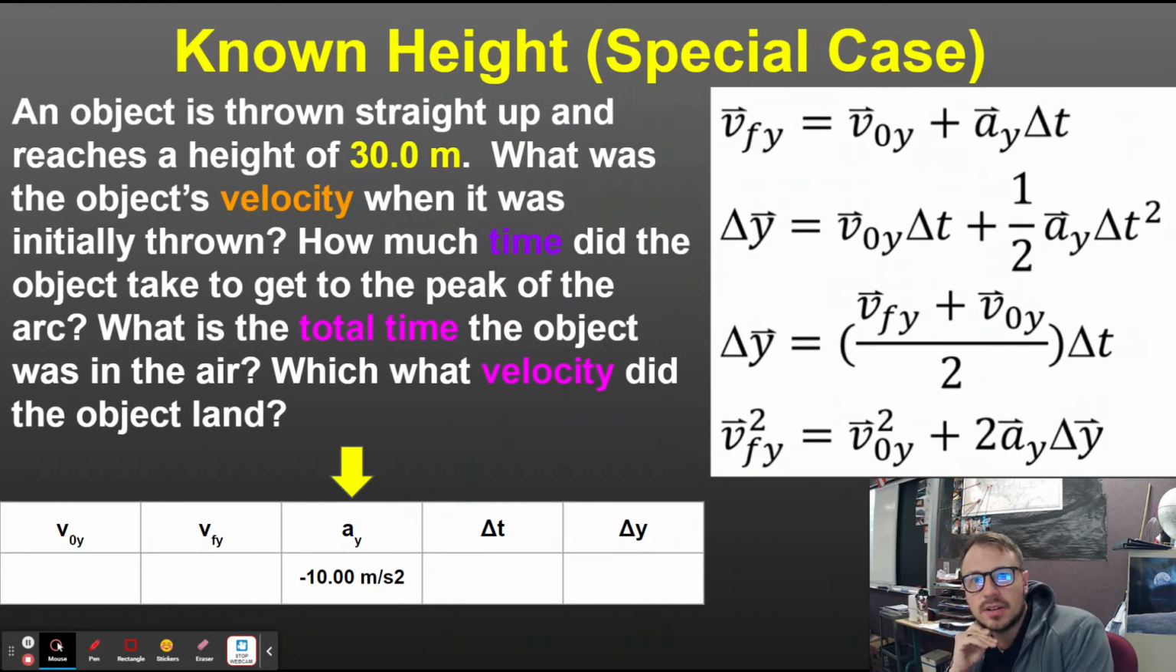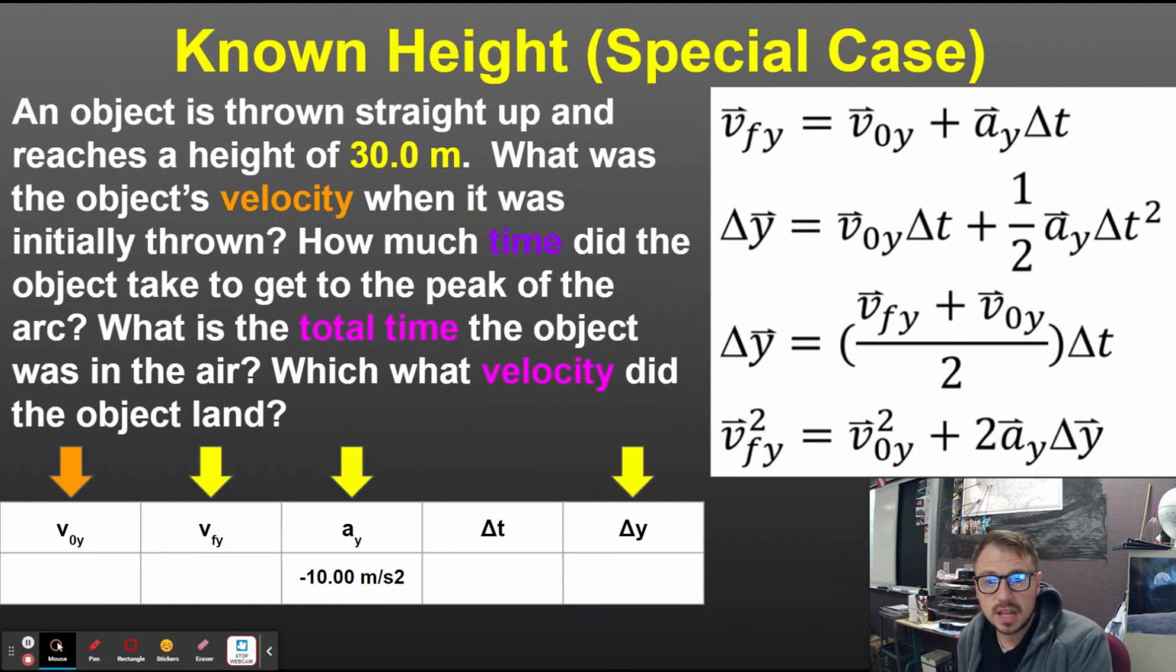So here's a known height, right? And I'll go over why this is a special case. An object is thrown straight up and reaches a height of 30 meters. What was the object's velocity when it was initially thrown? How much time did the object take to get to the peak of the arc? What was the total time the object was in the air? With what velocity did the object land?